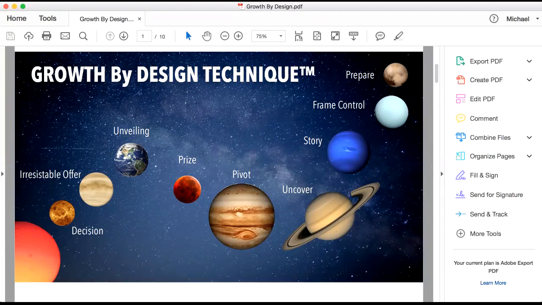We call it the growth by design technique, and it's going to start in the top right of your page here, with preparation, then frame control, then story, uncovering, pivoting, pricing, unveiling your irresistible offer, and then a decision. So this is how to actually design your sales presentation.